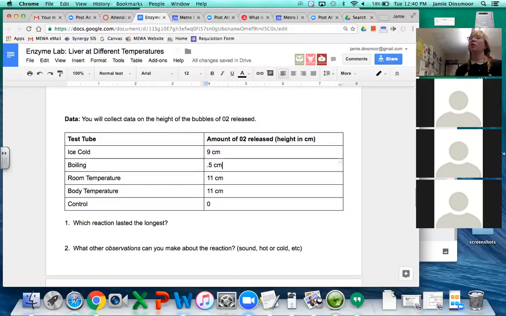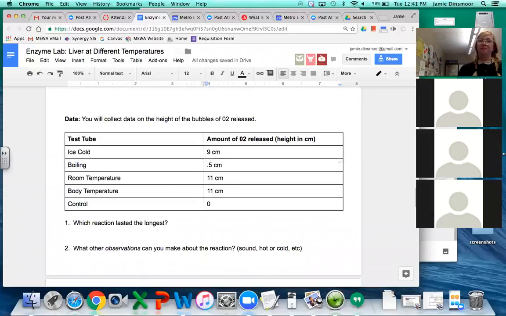If we could have gotten it a little colder, you'll see, once it gets too cold, it's not going to work at all. If we froze the liver, it wouldn't work. So there's almost a bell curve of how the enzymes work best. In a certain range, they're working really well. On the extremes, they don't work.